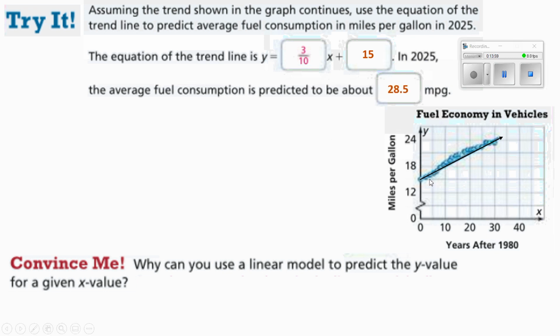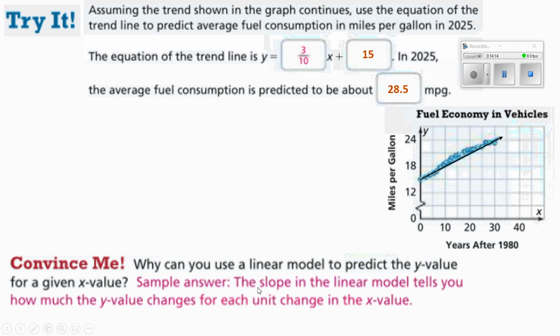All right. Next it says, why can you use a linear model to predict the y value for any given x value? Okay. So if I use the linear model, the slope in the linear model tells you how much the y value changes for each unit change in the x value.